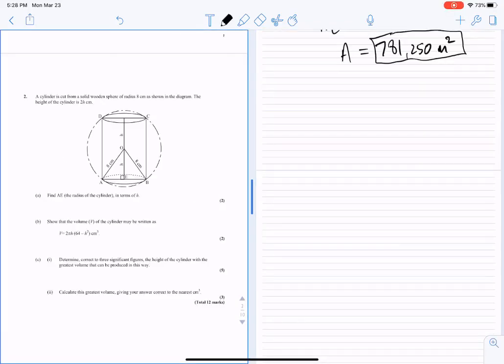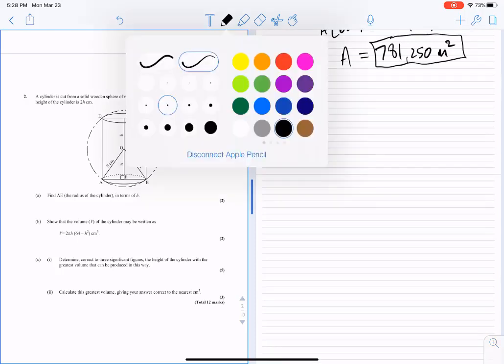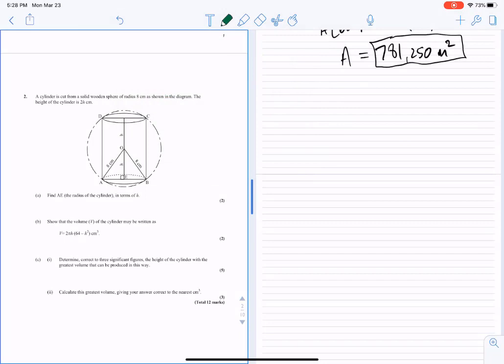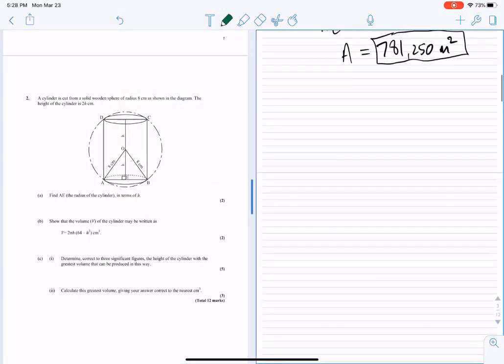Okay, so we're on to number 2. Let's get a different color pen here. Let's do, I don't know, let's do green, I guess. Is that working? Okay. Number 2. Okay, so this is number 2.